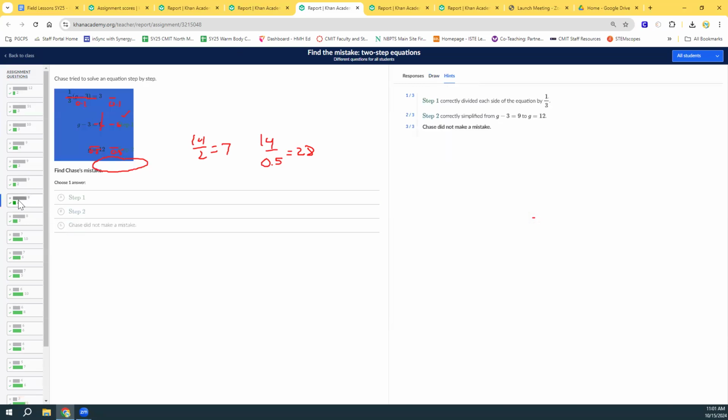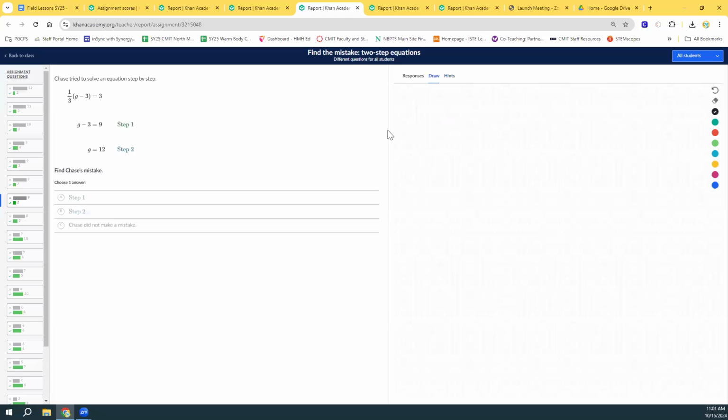Okay. So many gray bars. Might as well do one more. Chase tried to solve the equation step by step. And it looks like Chase used, oh, we should do this one because this has a fraction for the distribution. And so we are not going to divide both sides by 1/3, although we could. Well, we can multiply by the reciprocal of 1/3.